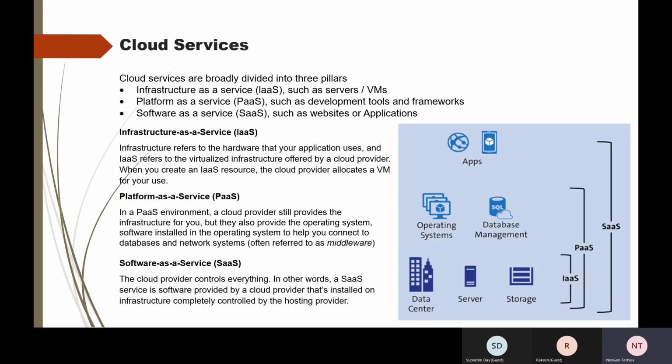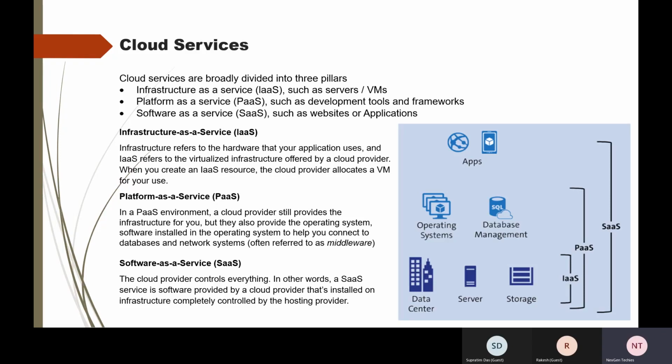We'll see in detail. Platform as a service: in a PaaS environment, the cloud provider still provides the infrastructure for you, but they also provide you the operating systems and the middleware. Okay, operating systems, then software installed on top of the OS, like database, networking. All of these will be provided by the cloud provider in platform as a service.